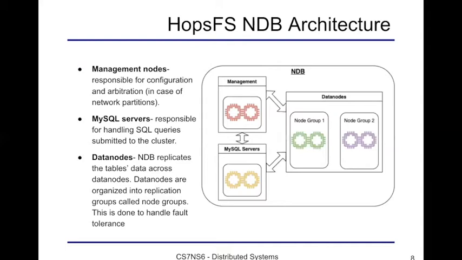Moving to the NDB itself, the network database. The network database forms the heart of HopsFS, and there are three parts to it. A typical NDB cluster consists of at least one management node, multiple data nodes, and one or more SQL servers, as seen in this figure. The management node is responsible for configuration and arbitration. Arbitration is the process by which a current node accesses and then releases control of data while passing it to another requesting process. So this can be seen in cases of network partitions.